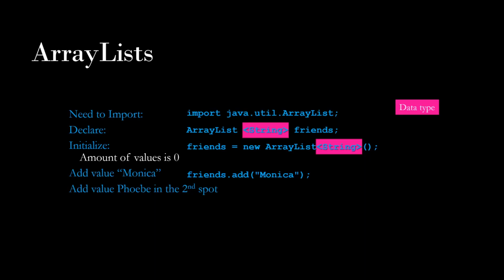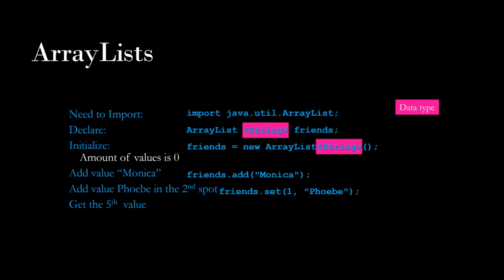Let's say we want to add Phoebe specifically into that second spot. So remember, the index value is 1. So what we could do is set 1 and then the value. I don't think I use this one as much. But like I said, this is where it's kind of joining forces with an array and an array list.